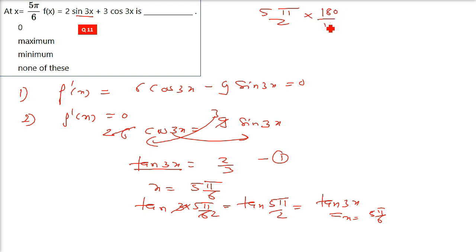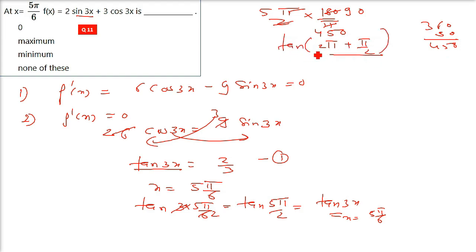I am trying to convince you that this function is going to give you something different, which is not a minimum or maximum. So you have this 450 degrees, which is essentially 5π/6 multiplied by 180/π. This 2π plus π/2, as I was indicating, is 450 degrees, simply 360 plus 90 degrees. So you get tan 90 degrees. What is the value of tan 90 degrees? You just tell me. Tan 90 degrees is infinite.